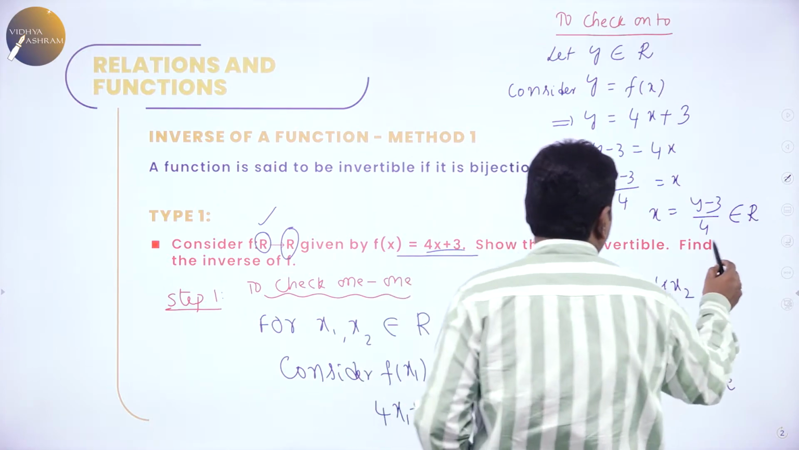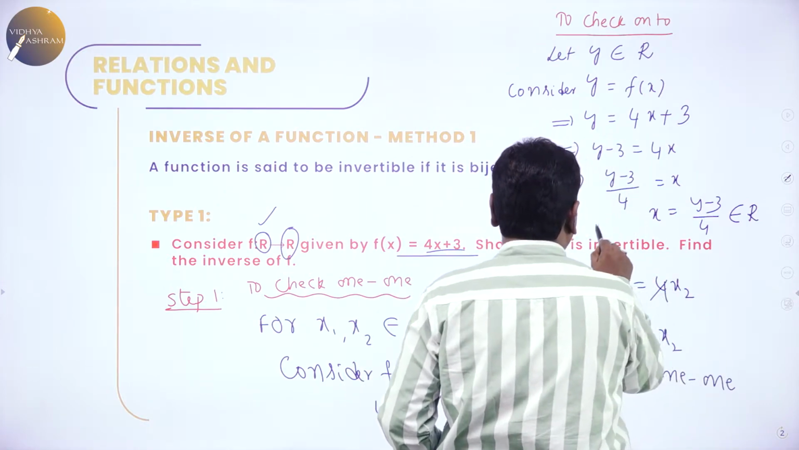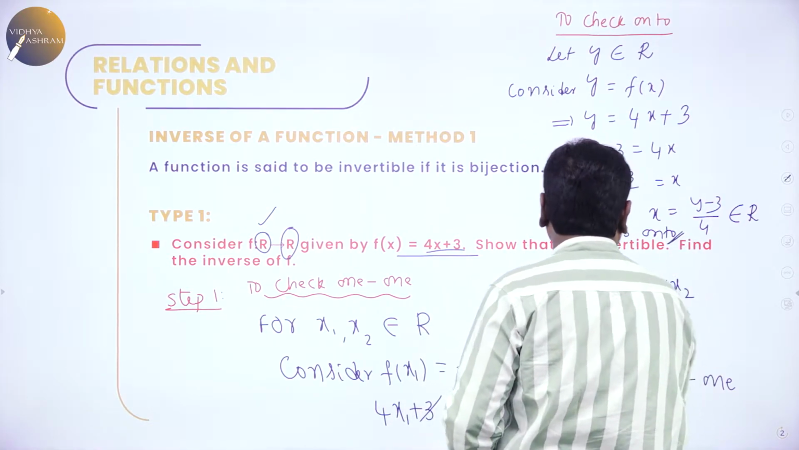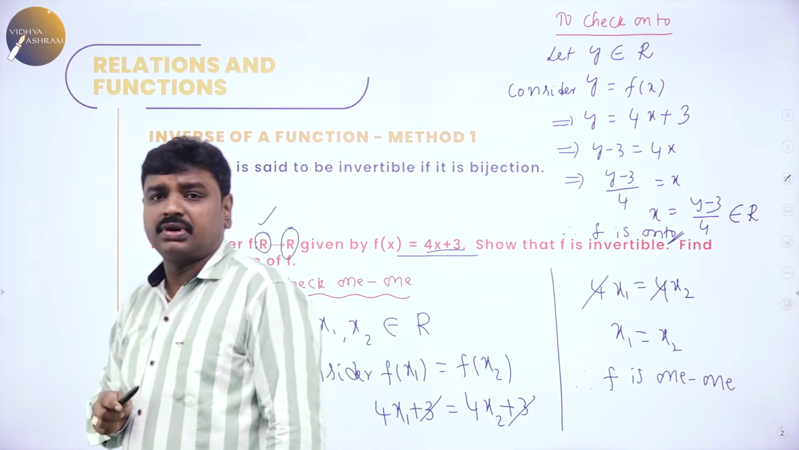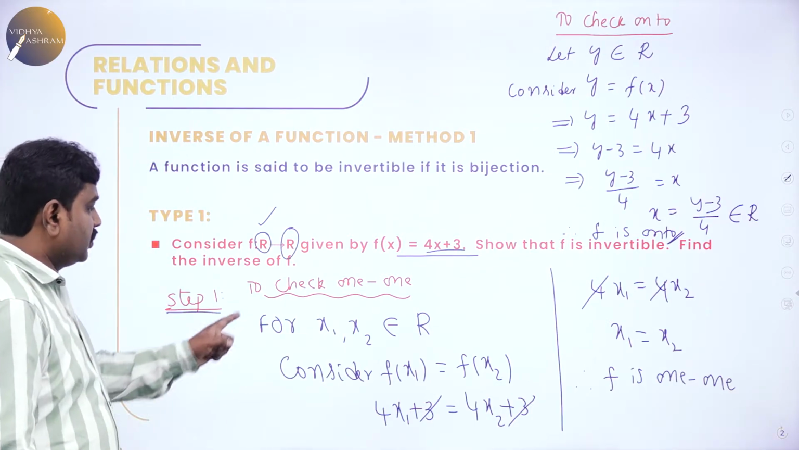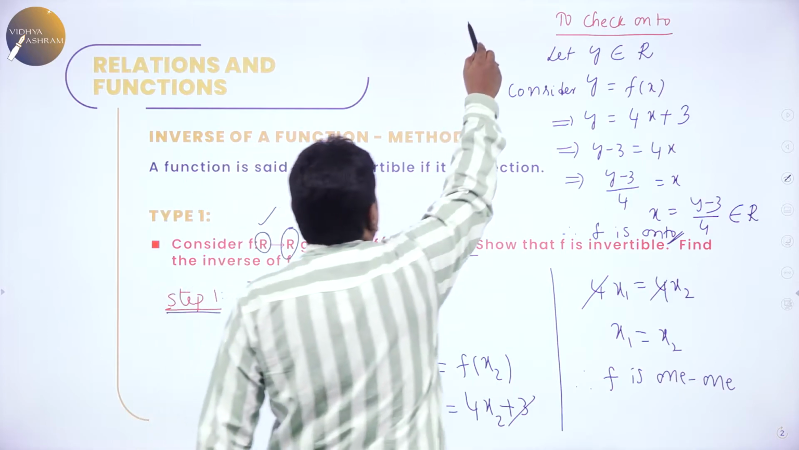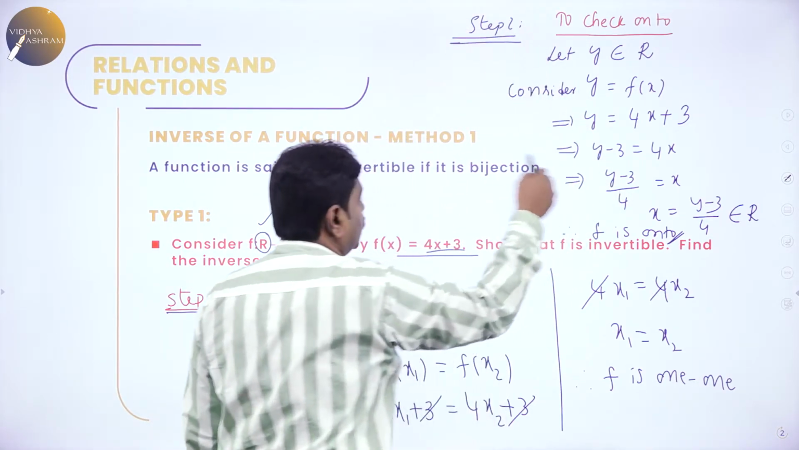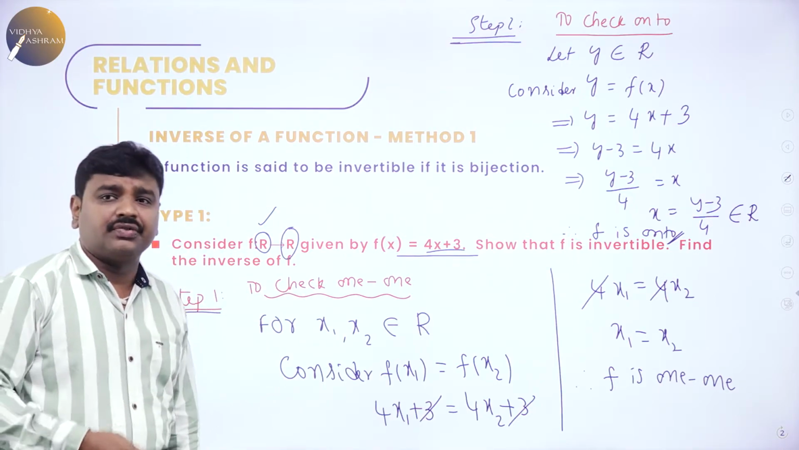So now I got x. Therefore we conclude f is onto. So in step 1 we have proved f is 1-1. In step 2 we have proved f is onto. Now we need to find the inverse.